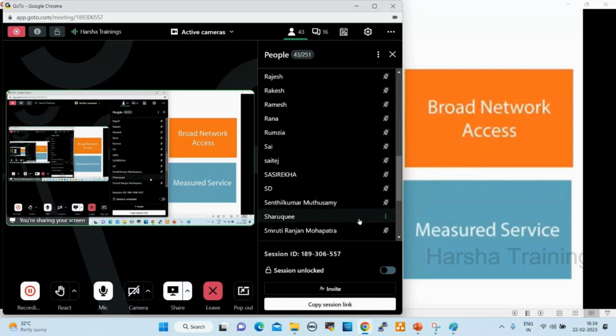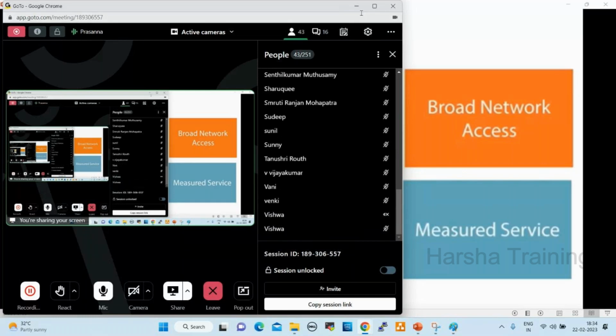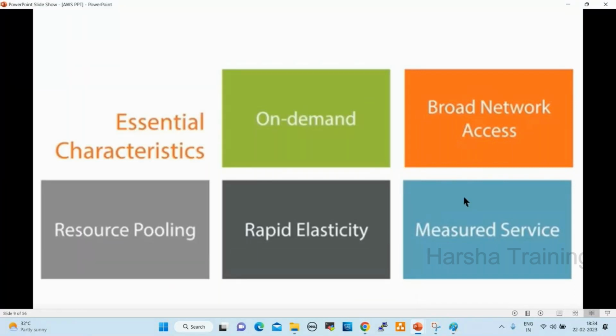Can you explain once again broad network access? Broad network access, right? Whatever resources we are using in cloud are accessible from anywhere: from your office, from your home, even from your mobile you can access the storage with the proper authentication. Without authentication, it will not be accessible, right? Broad network means we can access from anywhere. Clear, right? Any other questions, anyone?